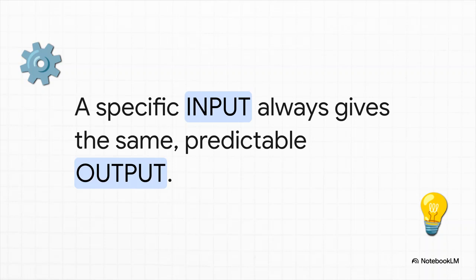So if you put in the number 5, maybe it always spits out 25. If you input 100 miles, it spits out a very specific rental cost. The absolute key here is consistency. A specific input always gives you the same predictable output.